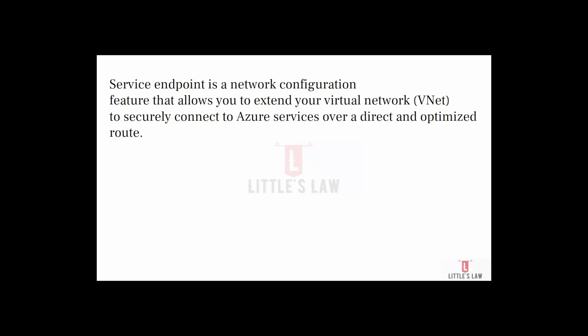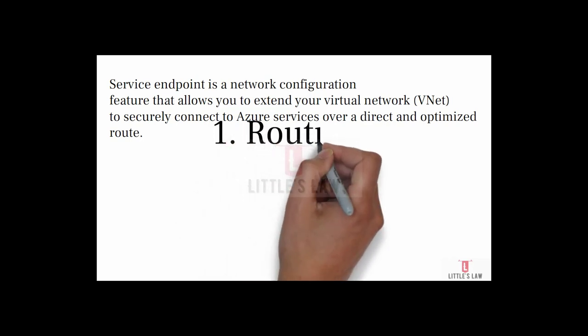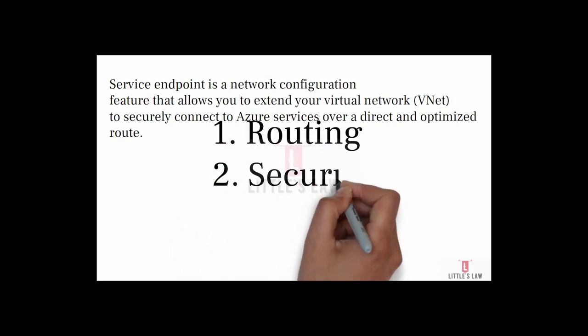So let me take you through how it works. The first point is routing. By enabling a service endpoint, the traffic from the VNet to the specific Azure service is routed through the Azure backbone network.